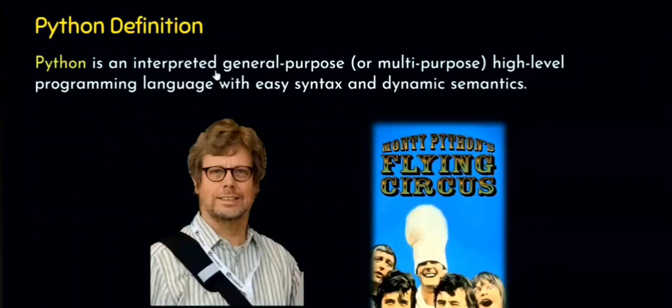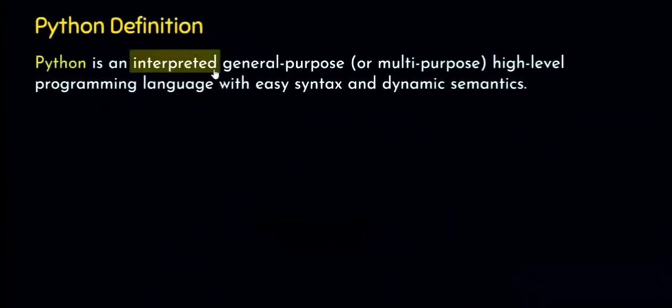Python is an interpreted, general-purpose or multi-purpose, high-level programming language with easy syntax and dynamic semantics. In order to understand the meaning of this definition, we need to understand the meaning of each and every word written in this definition. Let's first try to understand the meaning of this word, that is interpreted. What is the meaning of the word interpreted and what does it mean Python is an interpreted programming language?